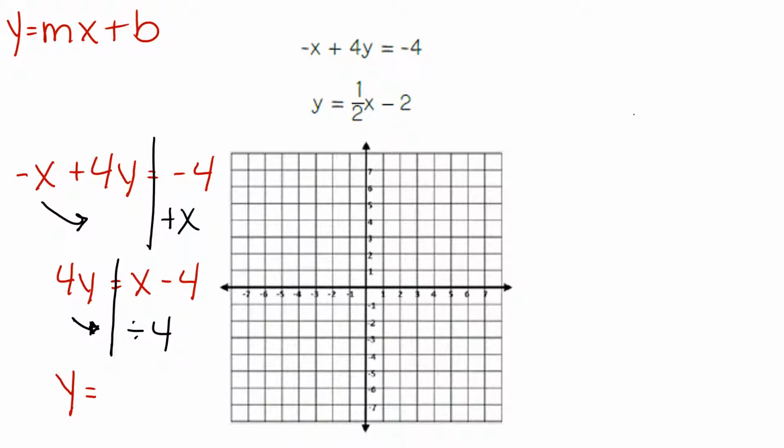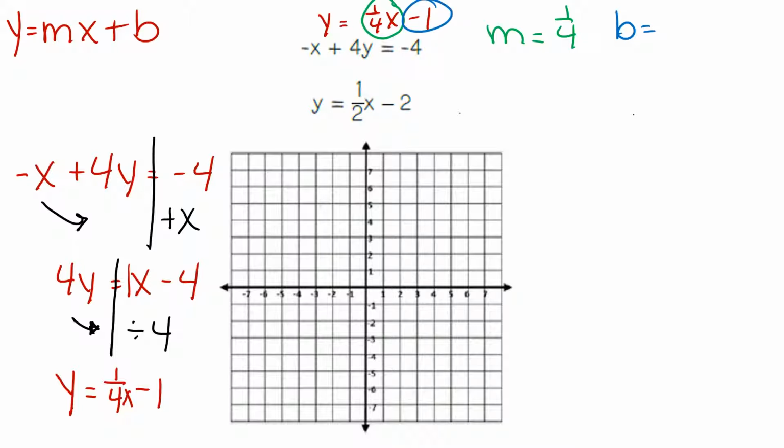When we divide, the number in front of the x is an understood 1. There's nothing written there, so it's a 1. 1 divided by 4 gives us 1/4. 4 divided by 4 gives us 1. Our new equation is going to be y equals 1/4 x minus 1. When it comes time to identify our m value, the slope, we are looking at the 1/4 x because m and x go side by side. And our b value is going to be the minus 1 at the end.